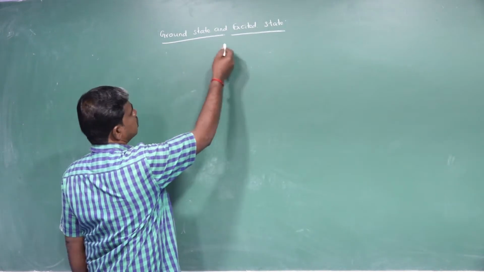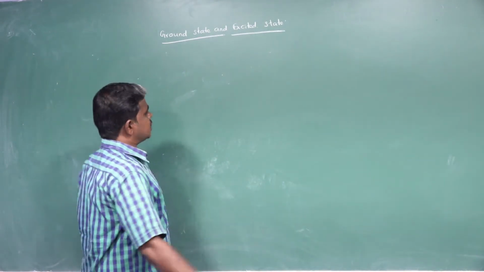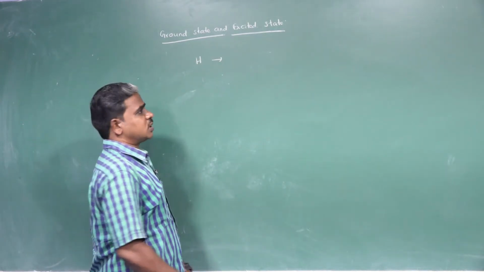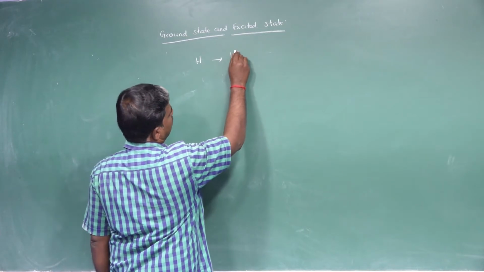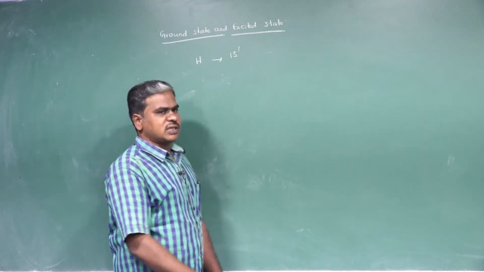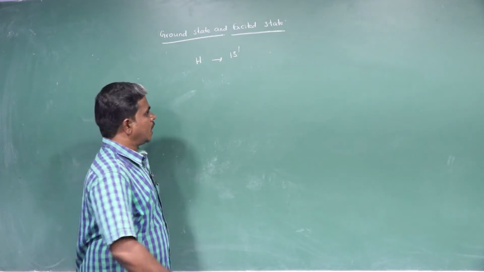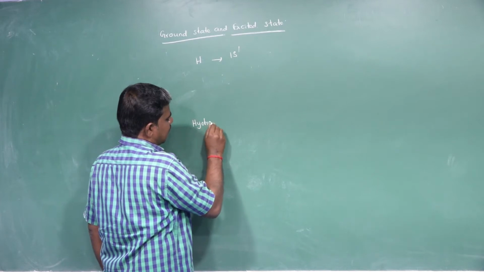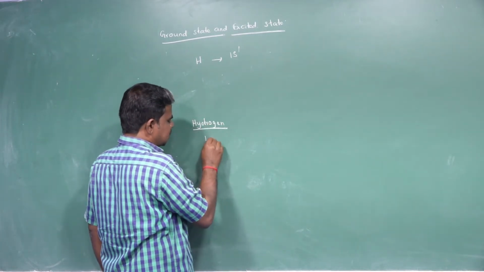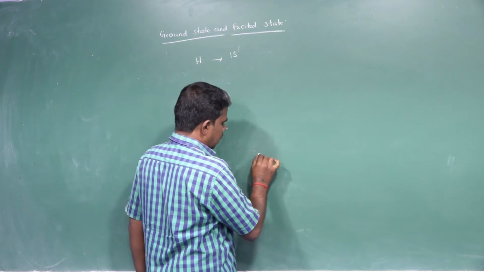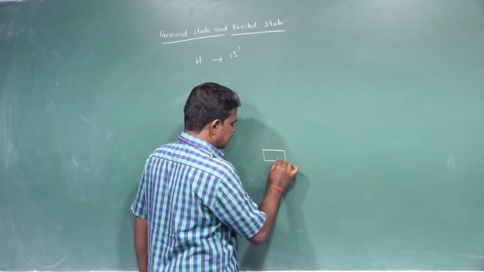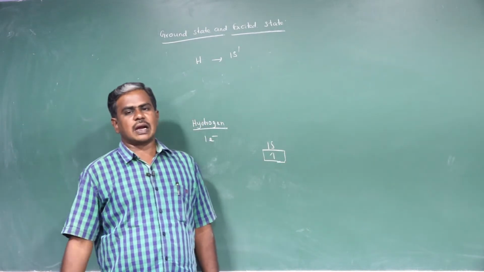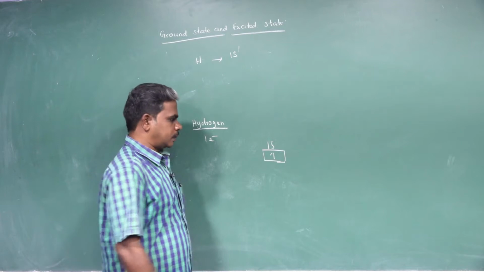Now we are taking ground state and excited state. Consider the hydrogen atom. The electronic configuration of hydrogen has one electron. The one electron occupies the first energy orbital, that is the 1s orbital. So the electronic configuration is 1s1.